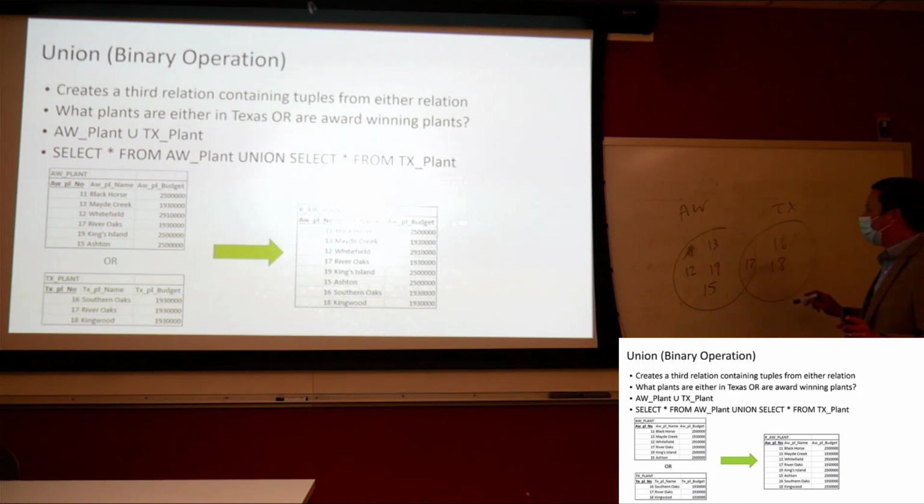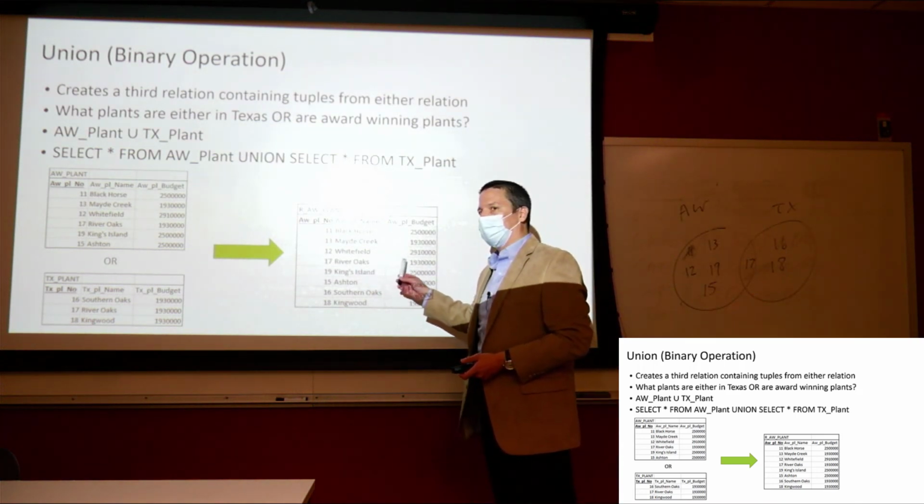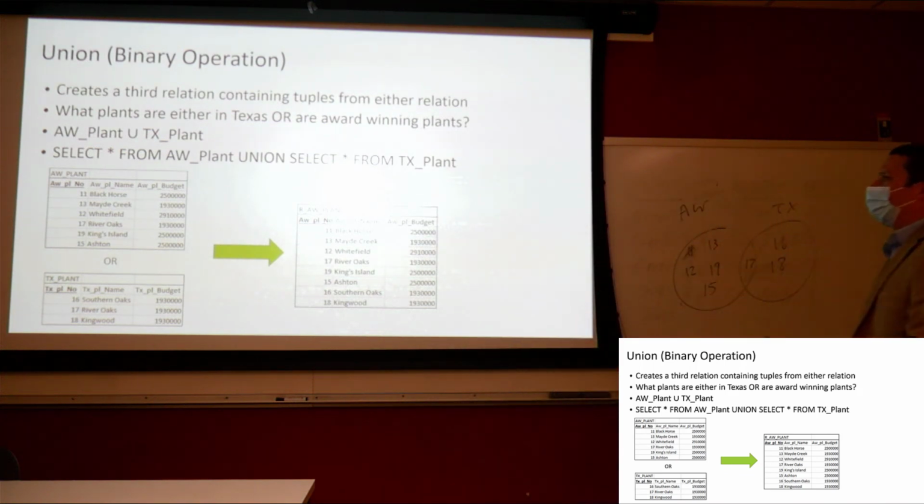So the point is, when we do this union, any tuples or any data points that are in both data sets aren't going to be repeated here. They still just show up once, right? Because they can't show up multiple times, because then we would have two identical tuples, and we can't have identical tuples in a relation.